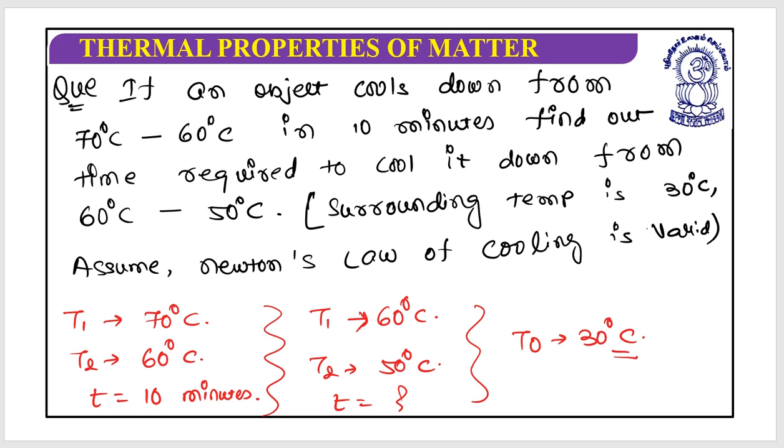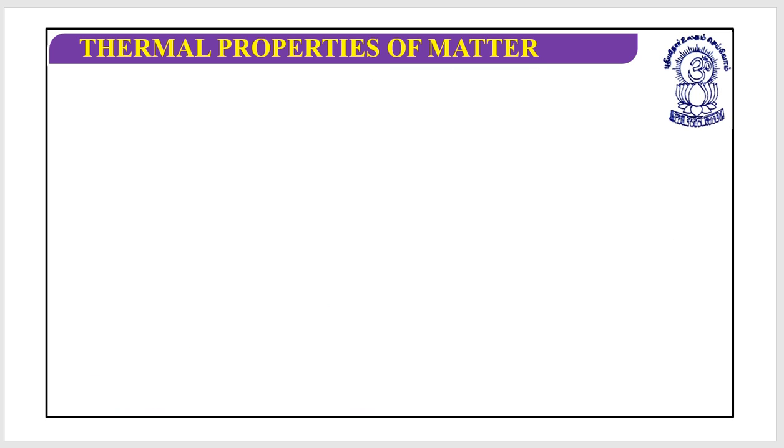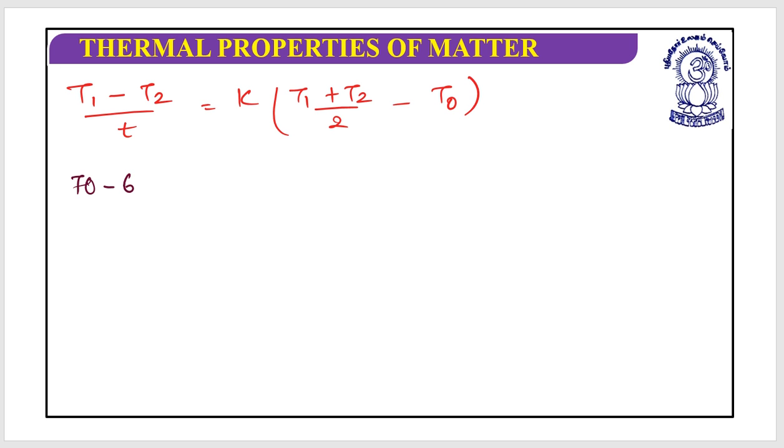So please note down the data and let's do the question. The situation was (T1 minus T2) by t equal to k into ((T1 plus T2) by 2 minus T naught). So let's fit the data: initially, (70 minus 60) divided by 10 is equal to k into ((70 plus 60) by 2 minus T naught), where T naught is equal to 30.